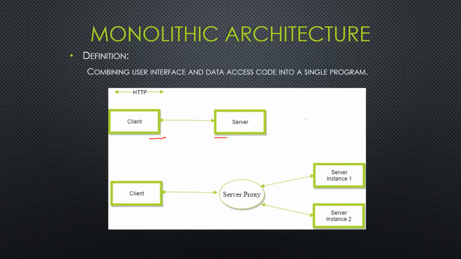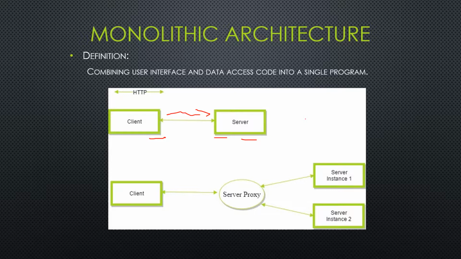The client requests data from the server or sends data to the server based on user input, for example, and the server replies back. This node, the server, implements all the business logic. And that's what makes it monolithic.